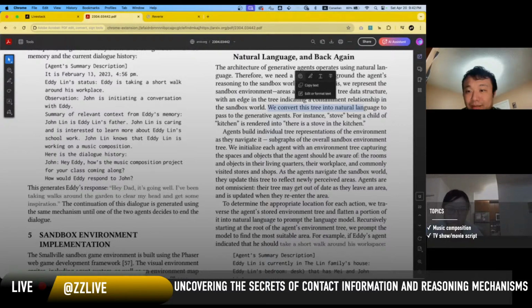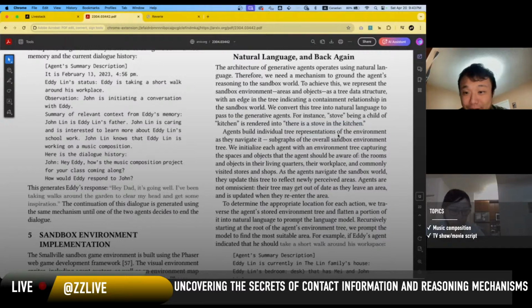We convert this tree into natural language to pass to the generative agent. Oh, interesting. For instance, stove being a child of kitchen is rendered into there is a stove in the kitchen. Hierarchy. We don't have that yet. But it's worth noting.